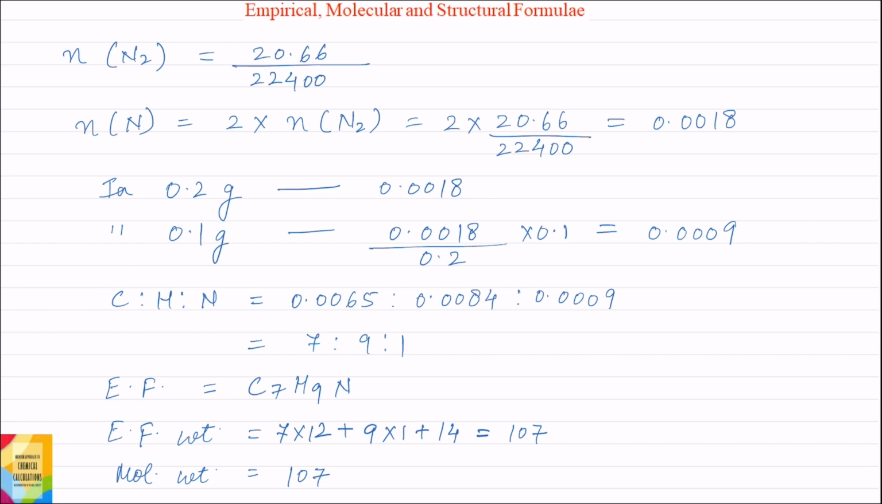अब क्योंकि empirical formula weight और molecular formula weight दोनों same हैं, तो empirical formula और molecular formula भी same होंगे. So the molecular formula of the base will be equal to C7H9N. मॉलिक्यूलर फार्मूला और इंपिरिकल फार्मूला दोनों सेम होंगे. Both empirical formula and molecular formula will be same.